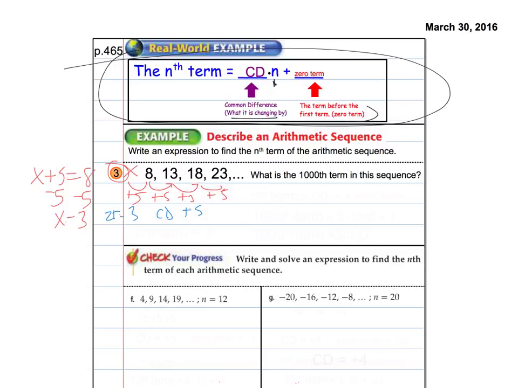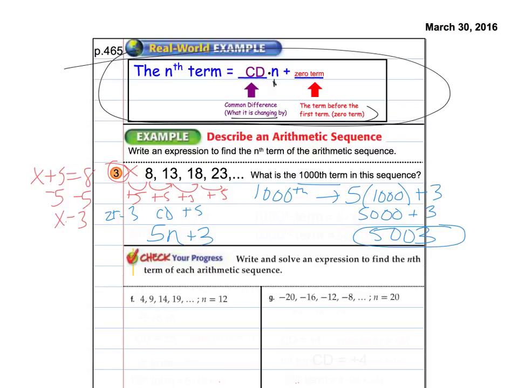So my formula then to find the nth term would be 5n plus 3. If I want the 1,000th term, I plug that in. So if I'm looking for the 1,000th term, that's going to be 5 times the 1,000th term plus 3. So I get 5,000 plus 3. That the 1,000th term in this sequence, if I kept adding 5, 1,000 more times, I would have 5,003.